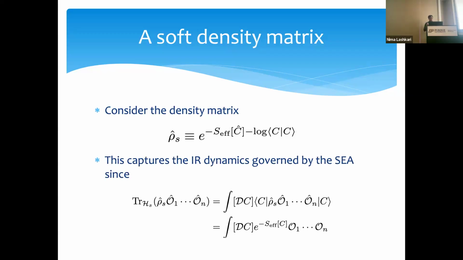Now, why does this work? Because it's really a one-line computation. Suppose we want to compute the correlation function between O1 through On. The way that we do this is we take the trace of rho s times this, and we substitute this into the sum over all the operators sandwiched by all the basis states, which is given as follows. But now we know that rho s is written in terms of the C operator, so we can just pull it out. Similarly, every single one of these operators is a soft operator. So it's either a function of C or a function of N, which we can rewrite using the equation of motion in terms of C. So at the end of the day, the only thing that survives is the C inner product with C, which cancels out this e to the minus log of the C inner product with C. And so what we get is this answer. And this is, of course, precisely the path integral representation that we have been looking for. So this fits the bill.